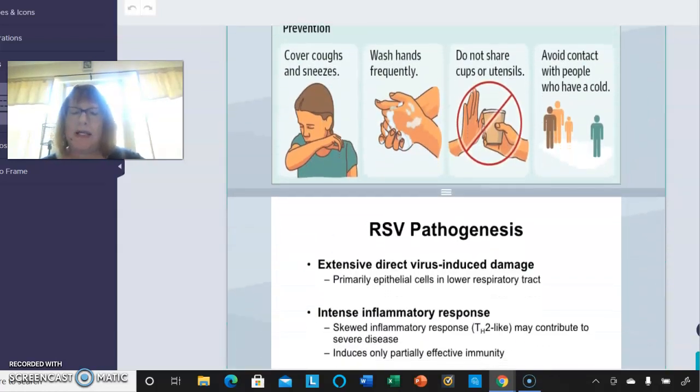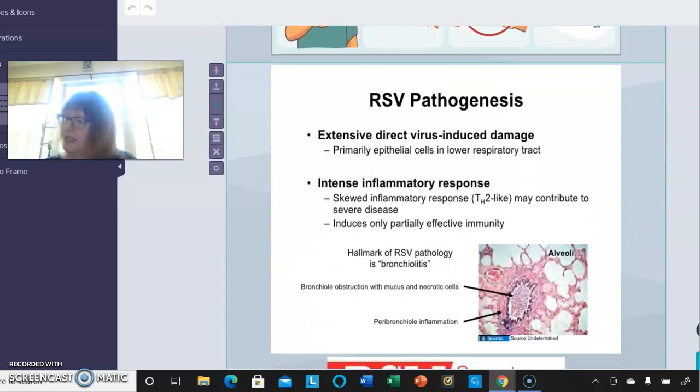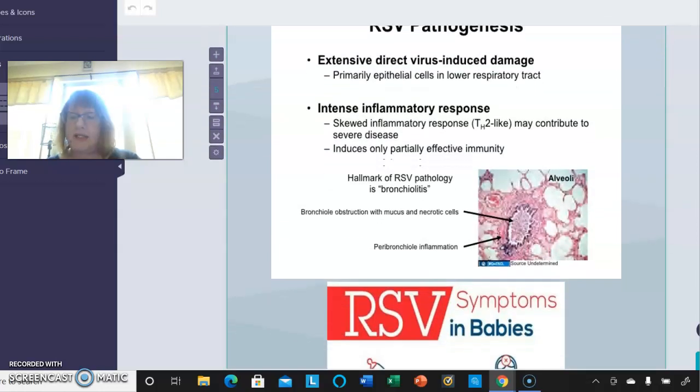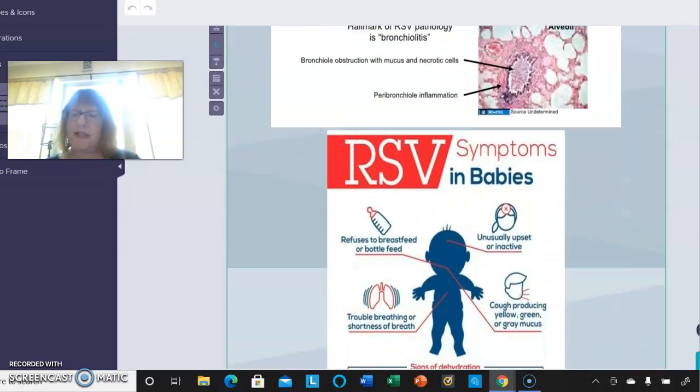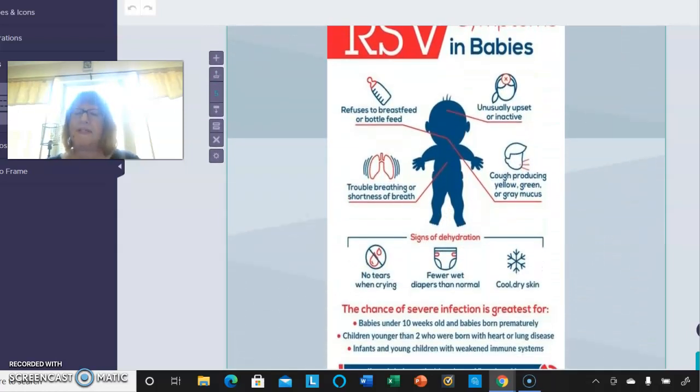RSV is caused by occlusion of the bronchial airway lumens, which can spread to the lower respiratory tract, and you can see it there. Some symptoms that these babies who have RSV have is that they're usually very irritable and they're usually inactive. They usually refuse to eat, breastfeed, or bottle feed. Lots of trouble breathing. You can see their intercostal muscles working really hard, and they're usually bringing up some yellow-green or gray mucus.